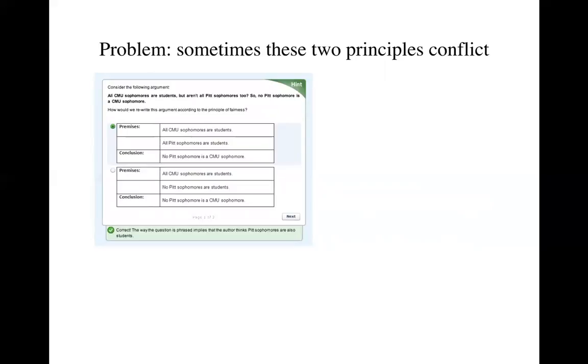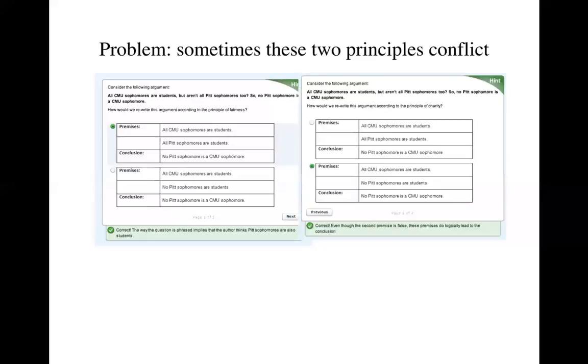And so the way we would do that is we would write, well, the first premise is all CMU sophomores are students. That's straightforward. And then we take the rhetorical question, but aren't all Pitt sophomores too? We turn that into the premise, all Pitt sophomores are students, because that's what the rhetorical question is really saying. And then the conclusion is no Pitt sophomore is a CMU sophomore.